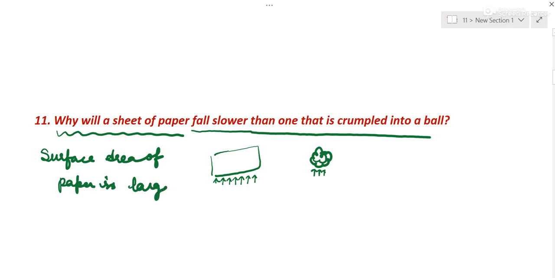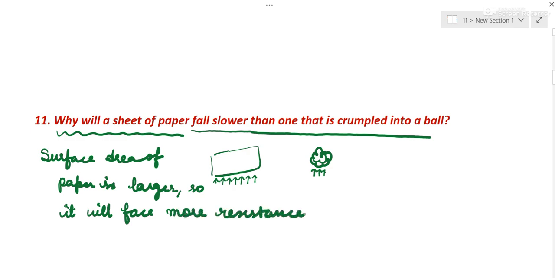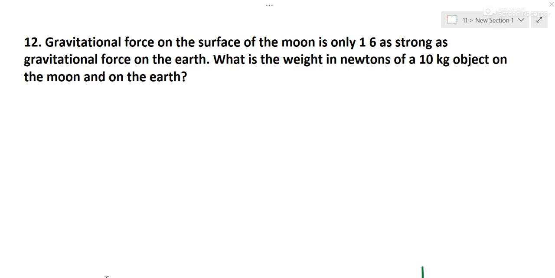So it will face more resistance, or you can say opposition by air, so it will fall slower than the crumbled ball. Ball has low surface area, low resistance. Let us see the next question.